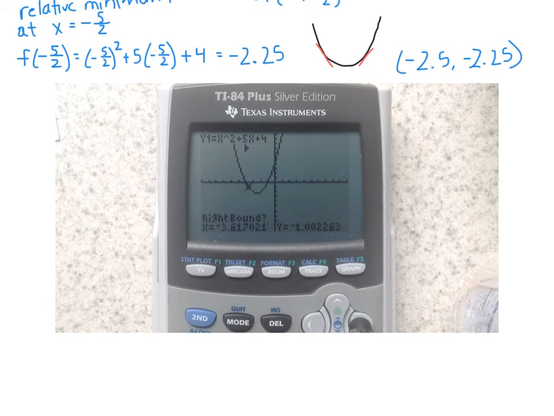Now it's asking for the right bound, so I'm going to move my cursor over to the right side of that minimum. It doesn't really matter where exactly, as long as you're to the right of it. Hit enter. Now it's asking if we want it to guess. So all we have to do is just hit enter again. And there is our minimum value, negative 2.5, comma negative 2.25.